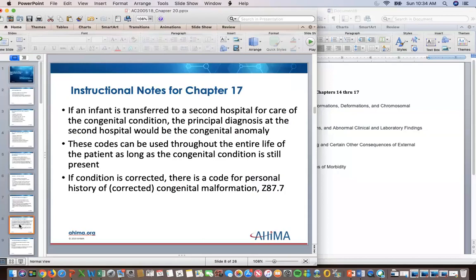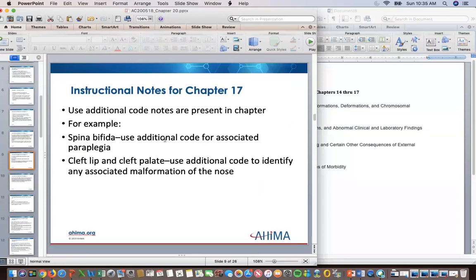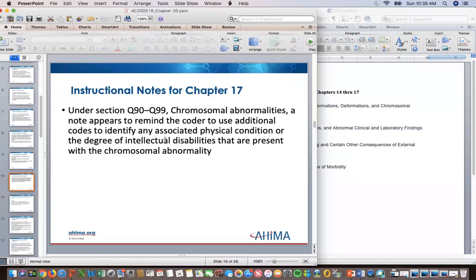So if a condition is corrected, there is a code for personal history of congenital malformations. So think about that. Use additional code notes are present in the chapter like they are in all chapters. So for example, for spina bifida, use an additional code for associated paraplegia if they have that. For cleft lip and cleft palate, use an additional code to identify any associated malformation of the nose.